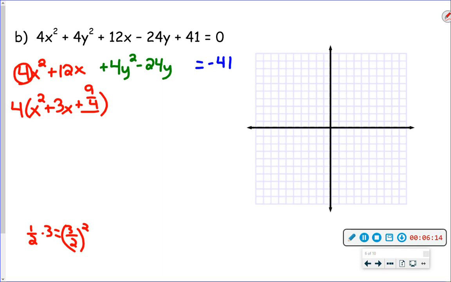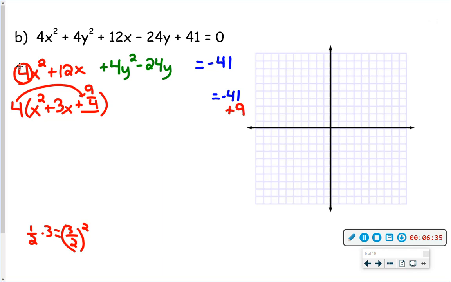Okay, so because we're going to have to balance that, I'm going to keep my negative 41 over here. Now, a little careful here. I'm not going to put plus 9/4 over there because you have this distributor ruling over that. I really put a 9 on the left side. 4 times 9/4 is 9. So I'm going to balance off a 9.